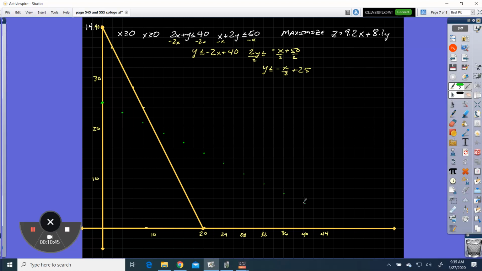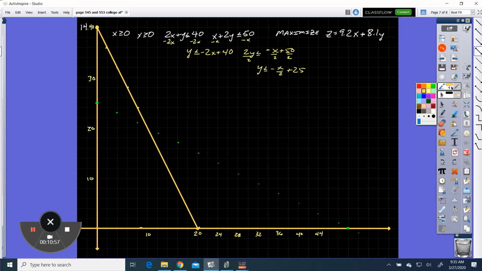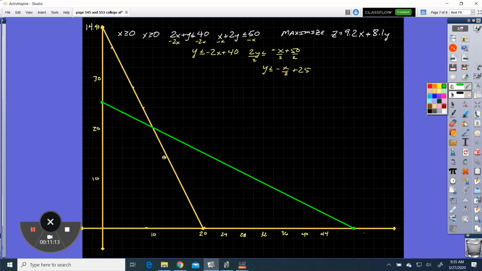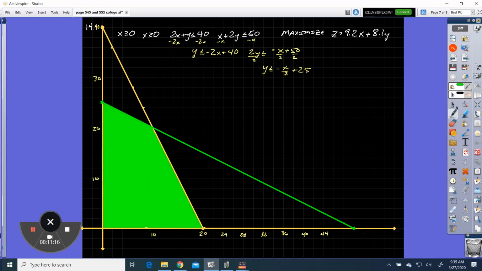And so it crosses right there. We hope. So this is also less than, so now we're just looking inside of this shape, okay? So the region that we're looking at is just inside of here. So now we need to find all of the vertices for this.